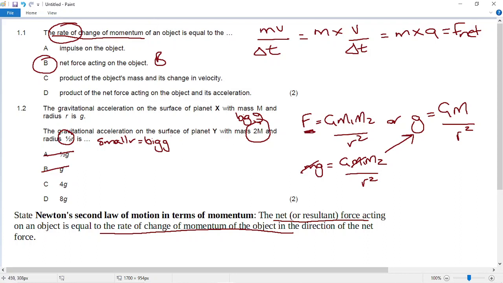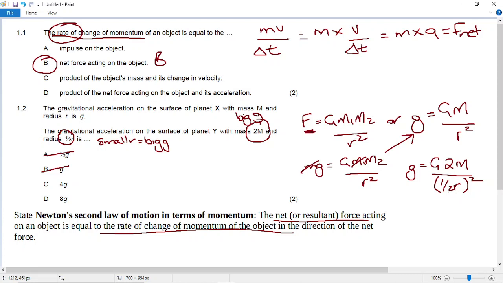What we want to do is figure out by how much this g is getting bigger. So we take this second formula, g equals GM over r squared, and we go little g equals big G, which we're going to ignore because it's not changing, it's a constant, over 2 times 2m because the mass doubled. And then this is over a half r, the r must be in the brackets, all squared.